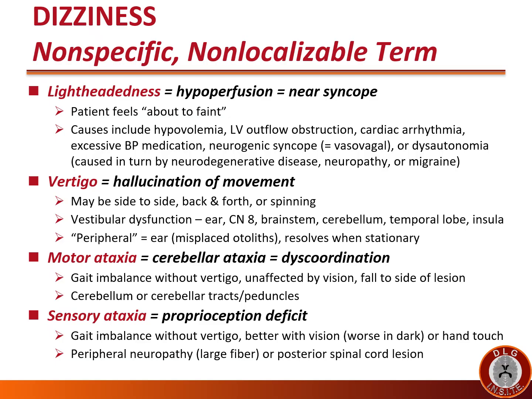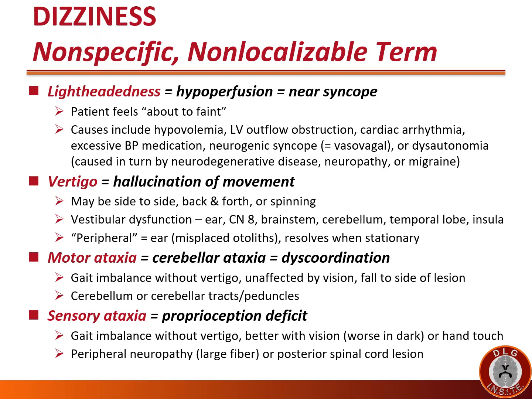Lightheadedness is the sense you're about to faint, and it is always due to hypoperfusion of the brain. Another term for this is near syncope or pre-syncope. The causes include hypovolemia, left ventricular outflow obstruction, cardiac arrhythmia, excessive blood pressure medication, neurogenic syncope, which itself has many causes. There's vasovagal, there's dysautonomia, and dysautonomia can be caused by neurodegenerative diseases, by neuropathies, or migraine. Just so you understand, I'm not saying the term POTS here, because I think POTS, postural orthostatic tachycardia syndrome, is actually a migraine variant, and that can be explained some other time.